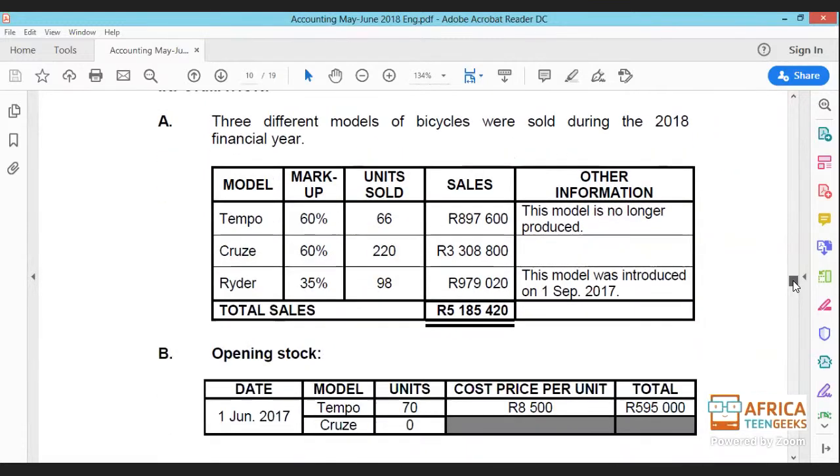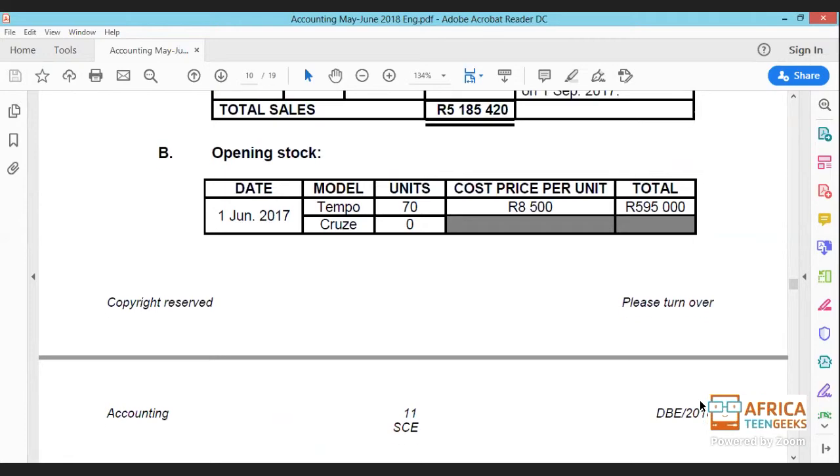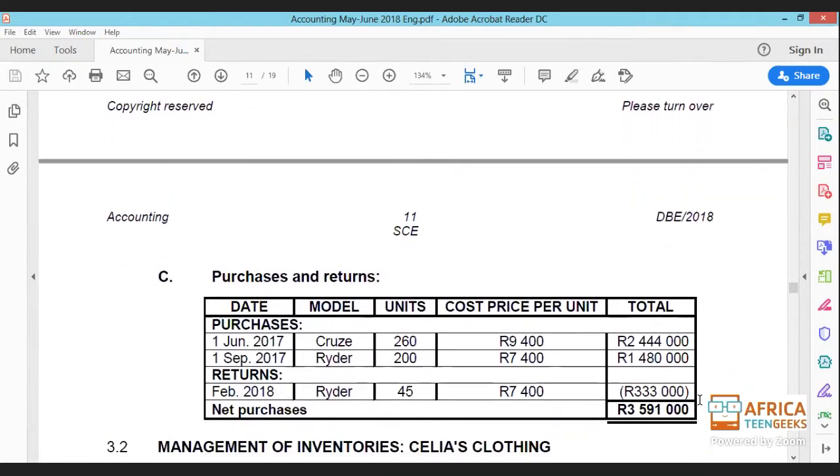Then if you look at information B, they are talking about your opening stock. You've got Tempo, 70 units. This was the cost price, 595. For Cruise, you did not have any opening units. Then you have purchases and returns. On the 1st of June 2017, you bought 260 Cruise and 200 Raider, but you returned 45 of the Raider. So your net purchases were 3,519,000.